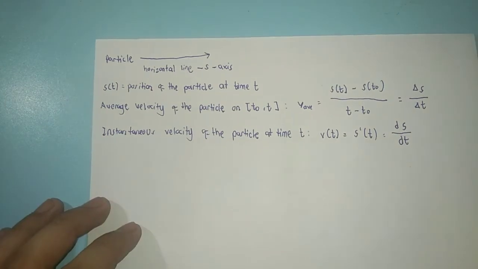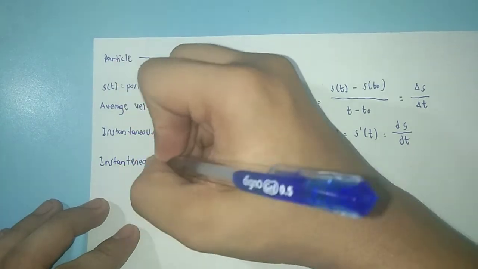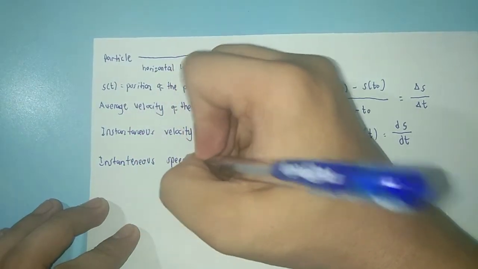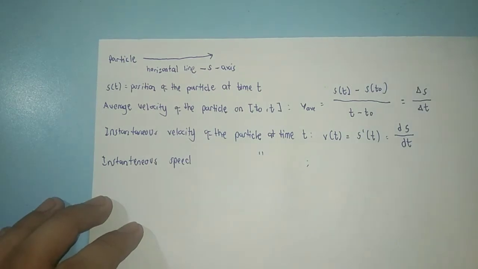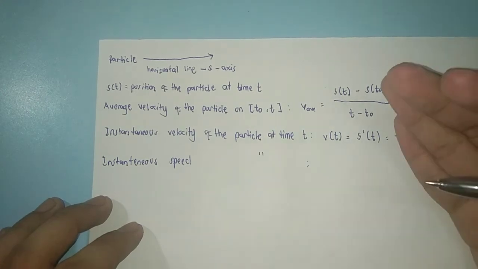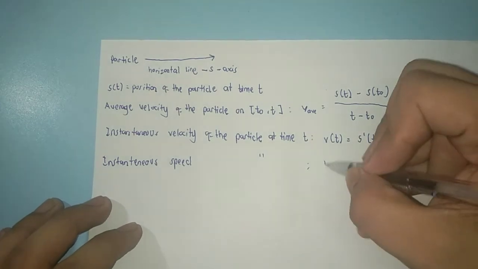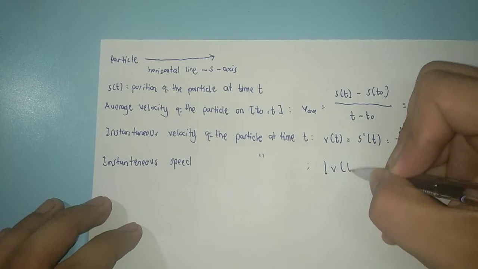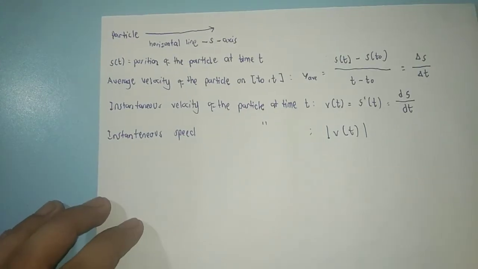So for instantaneous speed naman, instantaneous speed of the particle at time t, syempre, di ba sa velocity, magnitude and direction. Pero kapag speed ang pinag-uusapan, magnitude lang. Okay? But same siya with velocity, wala lang direction. So meaning, kukunin mo lang yung absolute value ng velocity.